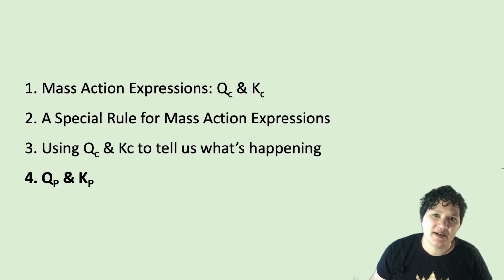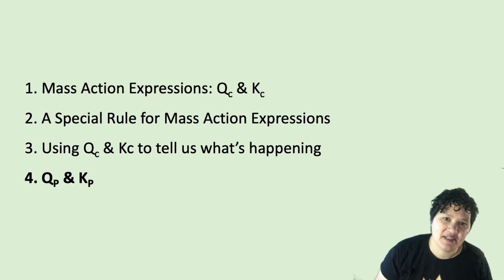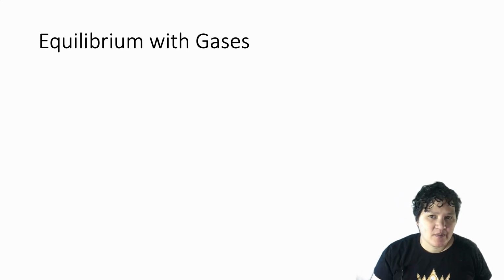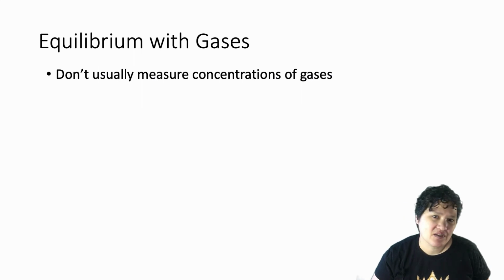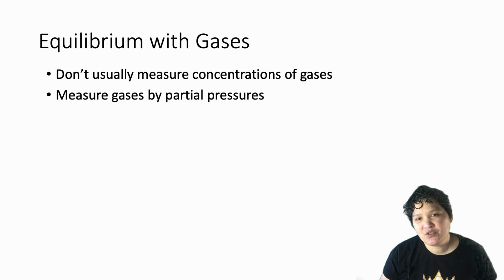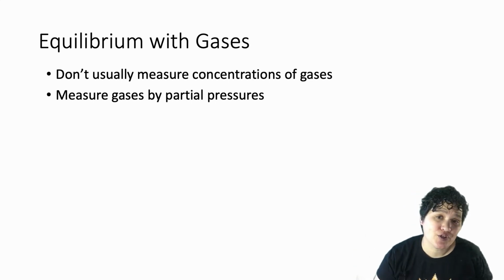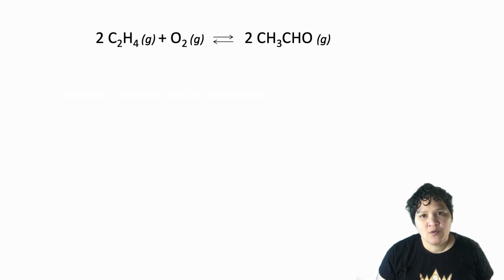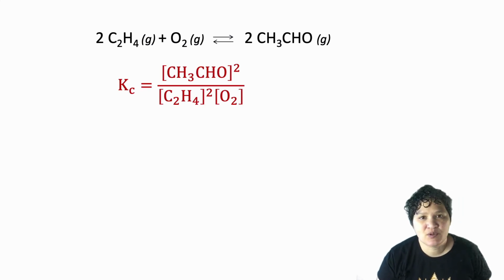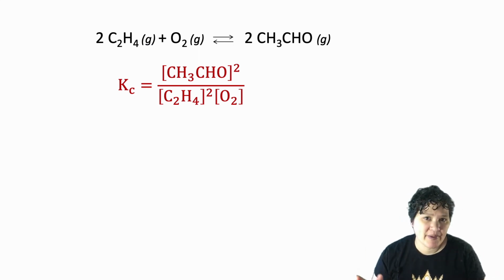Okay, one more thing we're going to talk about is Q sub P and K sub P. If we're looking at equilibrium in gases, we could do it the way we've done everything else, but the problem is we almost never measure concentrations of gases. We almost never tell how much gas there is in terms of molarity. What we usually do is measure gases by giving their partial pressure. So we can write a different sort of equilibrium constant. This is the sort of equilibrium constant that we were talking about before, where we put in the concentrations and raise them to the powers.